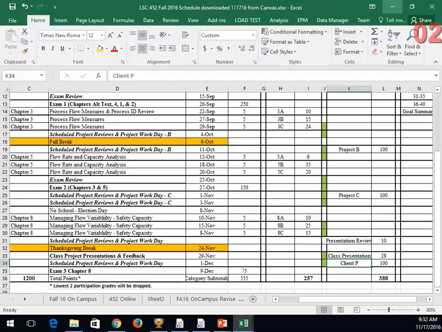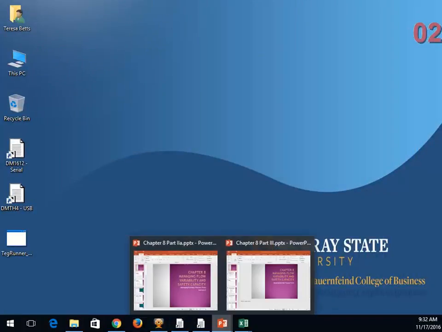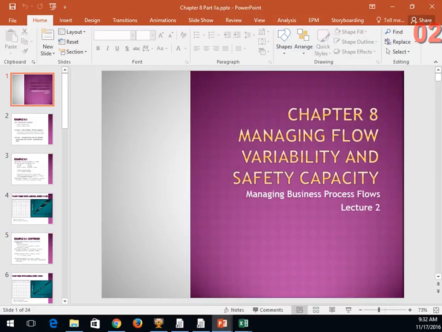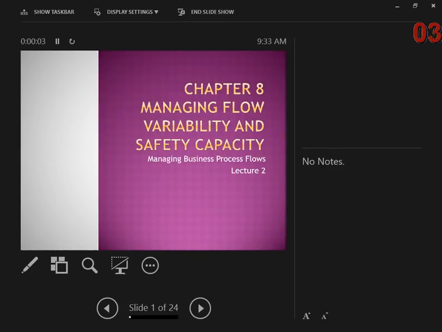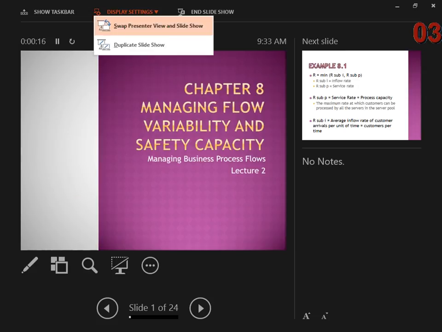All right. And again, in order to keep things moving, I'm going to head into part 2 of managing flow variability and safety capacity. We talked about this last Thursday, and we just got a little bit of a taste for it.